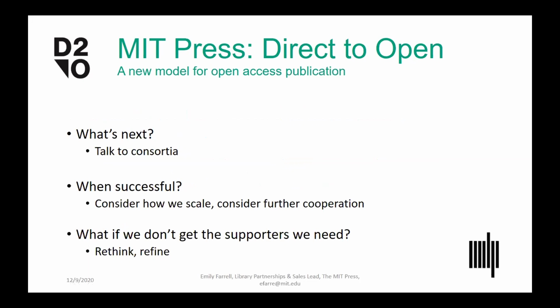So what's next? We begin next year talking to consortia, socializing this new model. We've started to have some conversations and have already received really useful feedback from libraries, and we'll continue to do that in the coming months. And when the model is successful, it'll allow us in the following years to consider whether there are ways to scale the model, to consider cooperation, how this model that we're rolling out will be beneficial for other presses potentially.